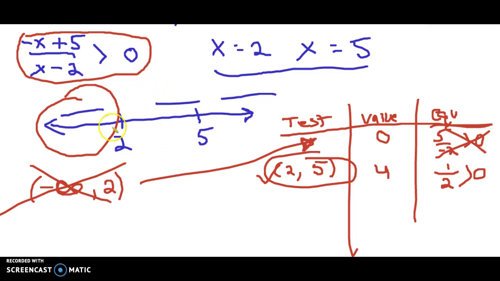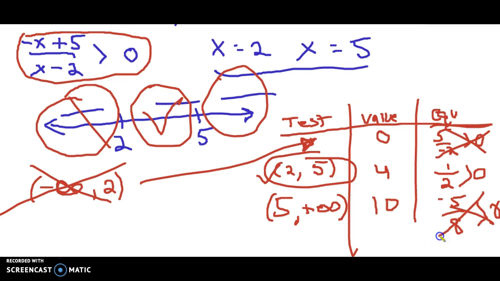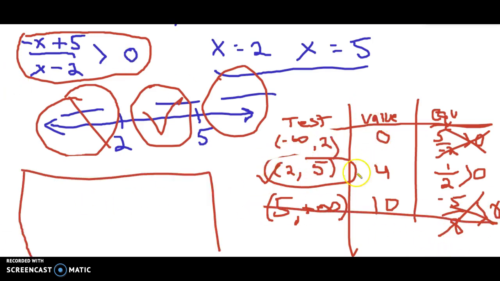Now we have one more area to go. So we've done this area and this didn't work. We've done this area and this did work. Now we just have to test the area from 5 to positive infinity. So pick any number between 5 and positive infinity. I'm going to pick 10. 10 is the easy number. So this becomes negative 5 over 8. Is that greater than 0? No, it is not. So this isn't in our answer. Therefore, our answer is only at this interval between 2 and 5. There we go.